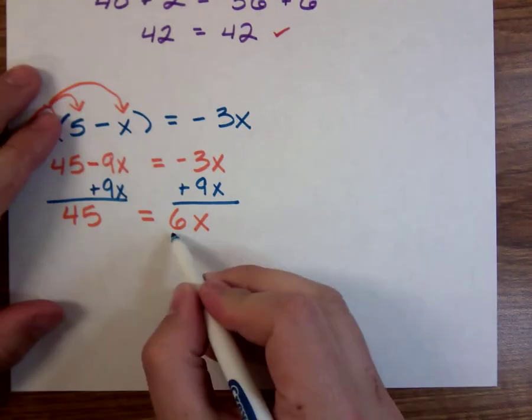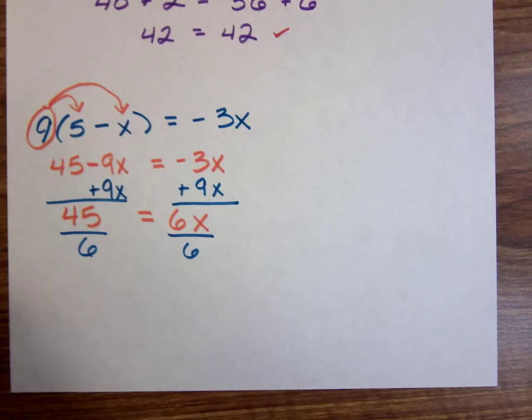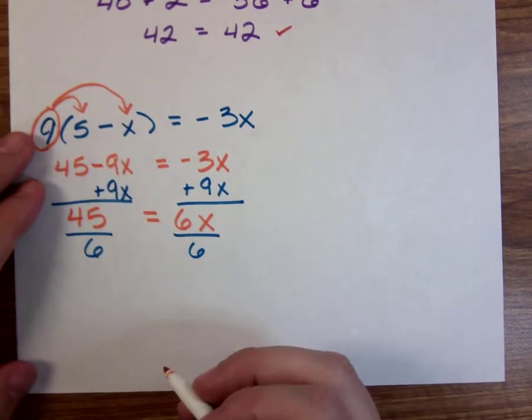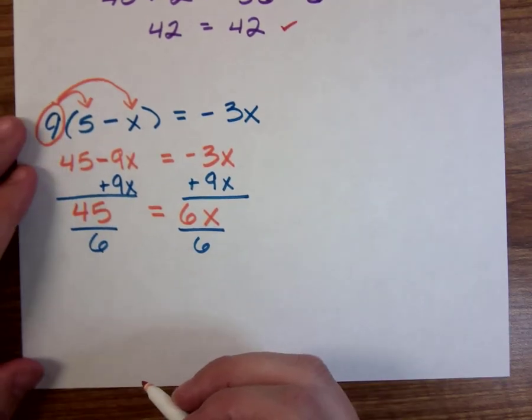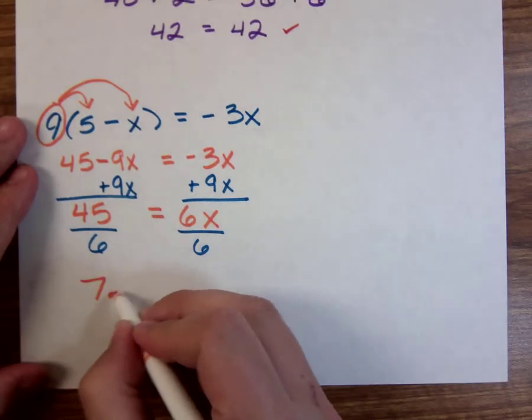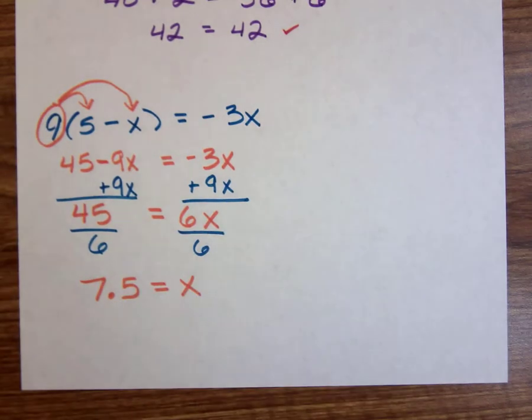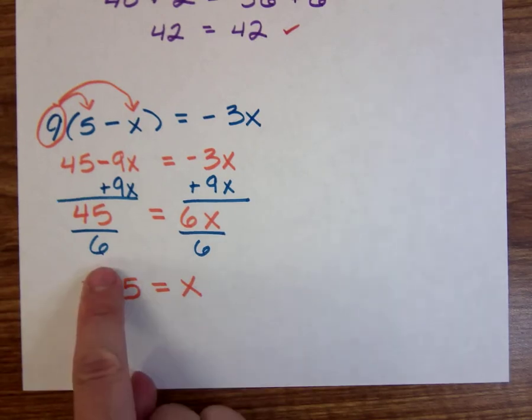Division. This is called the division property of equality. That says it's okay to divide both sides by a number. What's 45 divided by 6? 7.5. 15 halves would also be acceptable if you wanted to just reduce the fraction 45/6.